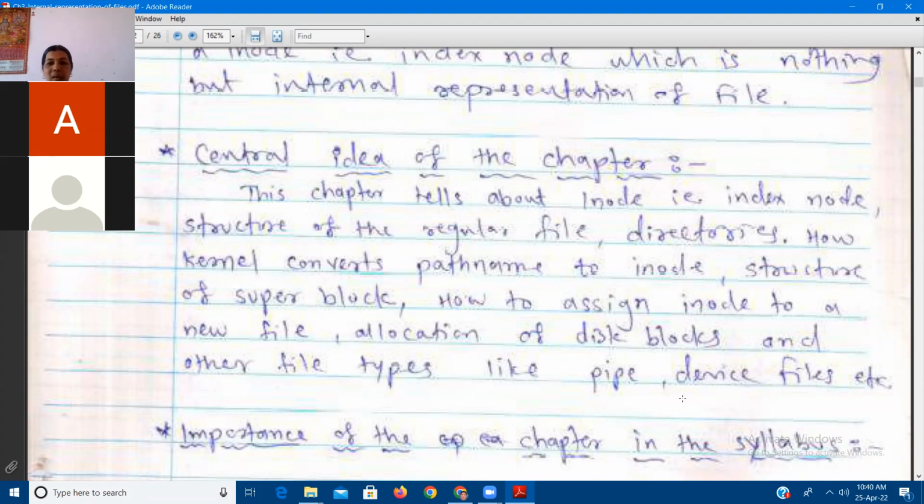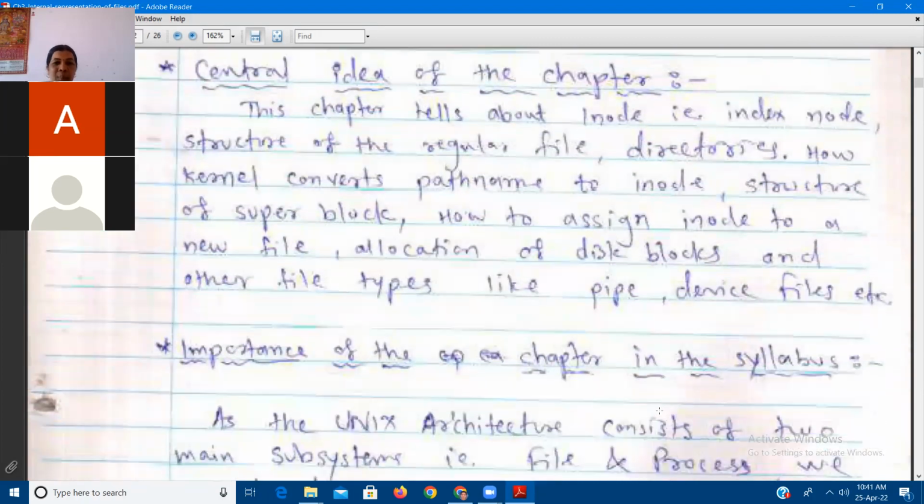Then we'll discuss an algorithm, that is how to convert a path name to an inode number. External representation is the path name and internal representation is the inode. So how is that conversion done? With the help of the NMI algorithm. Then we are going to discuss the structure of the super block. Then the algorithm for how to assign an inode to a new file. Then allocation of disk blocks and other file types. So like that, we are discussing these many points as part of the central idea of this chapter.